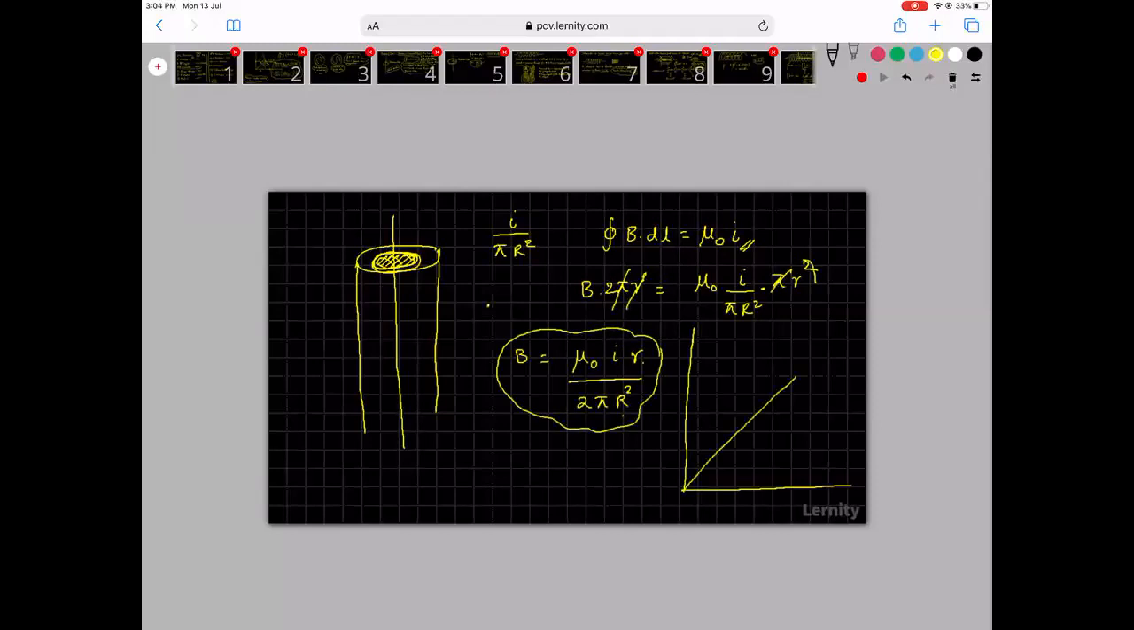Now outside the wire, if I ask you what is the magnetic field, what will you say? It is mu naught I by 2 pi r. It is inversely proportional, so it goes this way. Now this is the radius and this is the magnetic field. Then I can ask you what is the slope. So the slope is this much, mu naught I by 2 pi r squared. This is the slope.